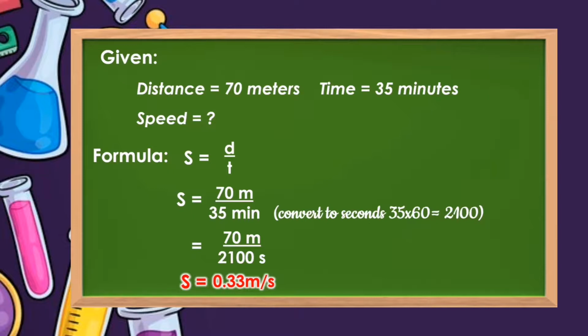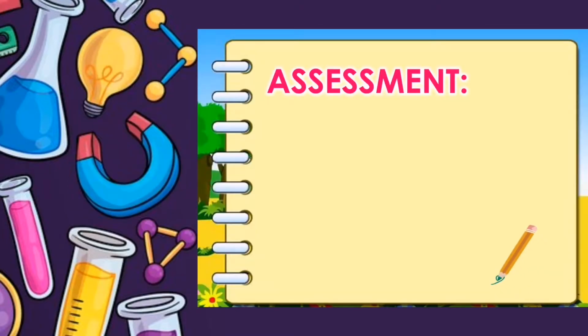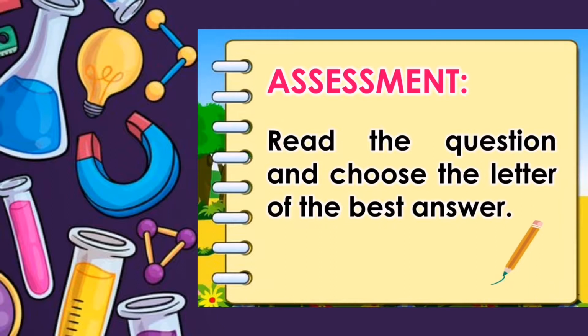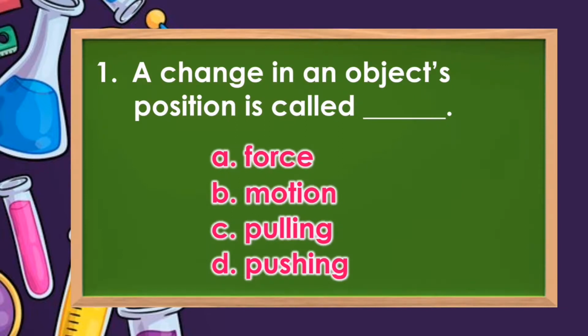Grade 5 learners, to check your understanding about the lesson, you are going to read the question and choose the letter of the best answer. Number 1, a change in an object's position is called blank. A. Force, B. Motion, C. Pulling, D. Pushing. Very good, the answer is letter B.